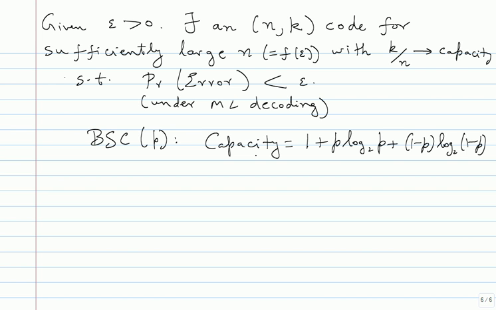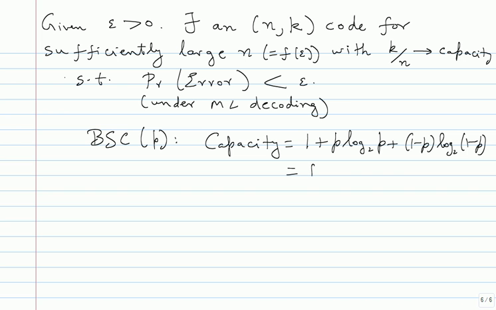What it means is, as long as you have k by n less than capacity, there will be a code for sufficiently large n which will achieve probability of error less than epsilon, for any epsilon you get. But if k by n is greater than capacity, even if you go for infinite n, your probability of error will be finite. It will never become arbitrarily low. So capacity is a nice demarking point. Can it be calculated? Yes, using information theoretic tools, at least for the binary symmetric channel, one can easily calculate it.